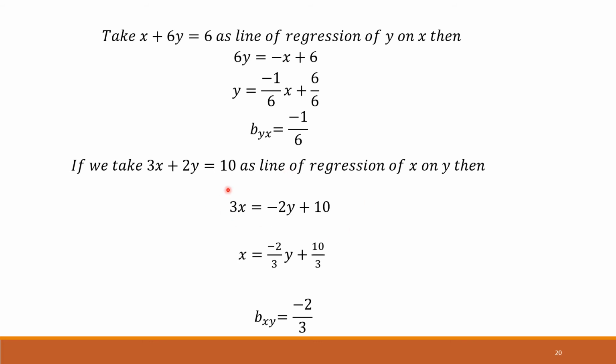Similarly, the second equation we can take as the line of regression of x on y. Again, x on y means x on the left hand side and y on the right hand side, writing x from here: x equals minus 2 by 3y plus 10 by 3. When I write x equal to, the coefficient of y will be bxy. Again, this also lies between minus 1 and plus 1. Multiplying both the regression coefficients, we get the value of r square.